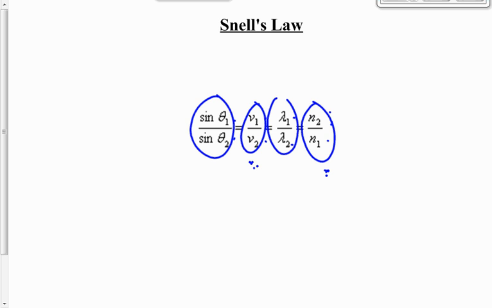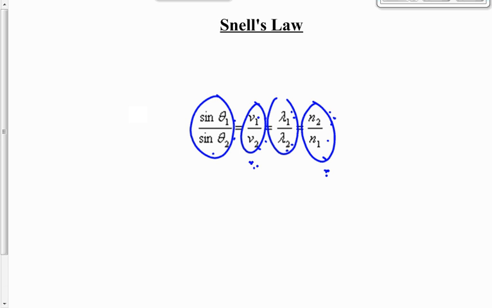When we go from a low index of refraction to a high index of refraction, pavement to swamp, you go from low to high, speed decreases. Wavelength decreases. And the angle decreases. So as you go from low to high N, everything else goes high to low. That's why we see sine theta 1 over sine theta 2, V1 over V2, lambda 1 over lambda 2, N2 over N1. Because as N goes up, everything else goes down.